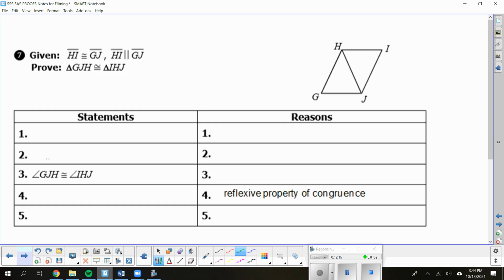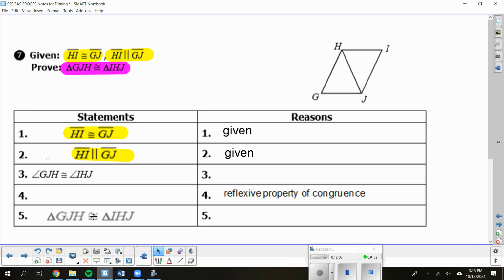All right, last one. So start it off. Put your givens in the first two slots because I have two givens. And our reason is that they are given to us. Put what you're trying to prove in the last box. And then let's work it out from there. So for tick marks, I can add marks on HI congruent to GJ. And then I see a signal word, parallel.